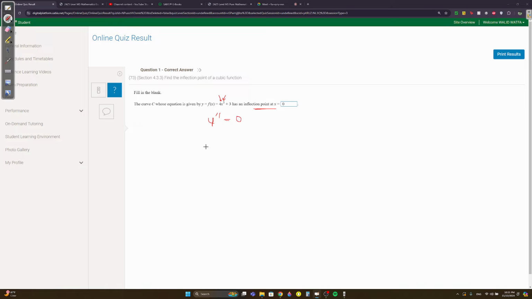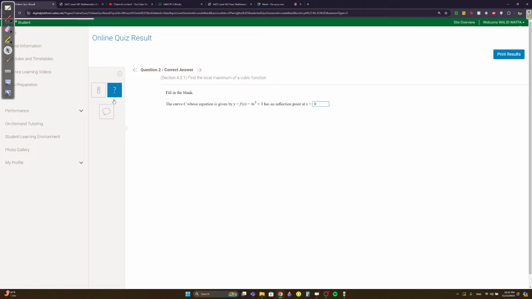So you have to derive this 2 times. So the first derivative, f prime of x, it's going to be 12x squared. 3 times 4 is 12, reduced by 1 it becomes x squared. And then 3 doesn't get derived. And the second derivative is going to be equal to 2 times 12, 24x. We want to equate it to 0, so 24x equals 0. So x is going to be equal to 0.